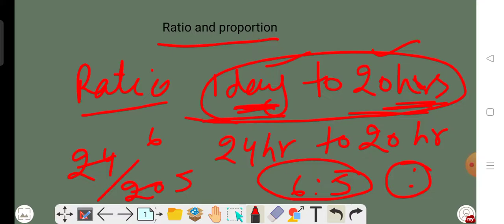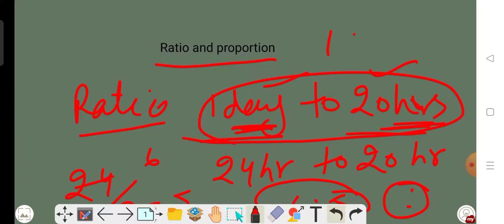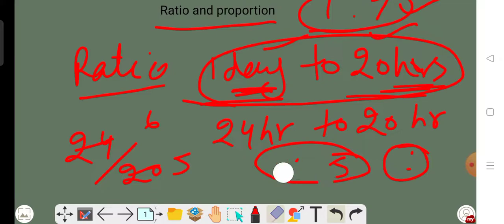We use ratio to represent any kind of data. For example, if we have to represent the ratio of one day to a week, that will be 1:7, because in a week how many days are there? 7 days are there, so the ratio is 1:7. So this is ratio. Now, what is proportion?